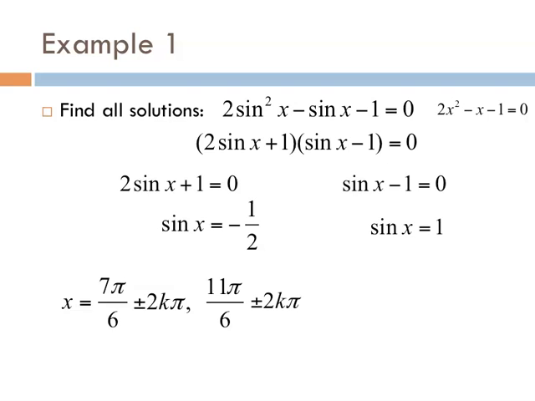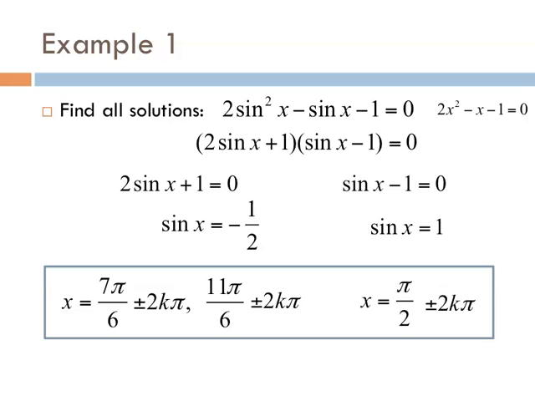Now for the second one, sine of x minus 1 equals 0. Adding 1 to both sides, we have sine of x equals 1. So now you want to think back to your unit circle. And on the unit circle, where is your y coordinate? Remember that sine corresponds to the y coordinate. Where is the y coordinate equal to 1? At the top of the unit circle, right? So that's when the angle measure is pi over 2. So x is equal to pi over 2. And don't forget, this is all solutions, so this is plus or minus 2k pi.